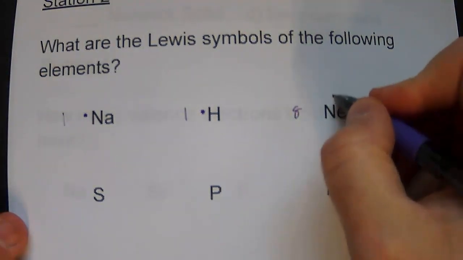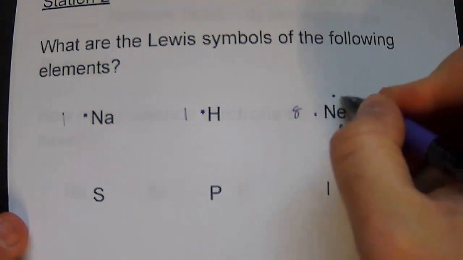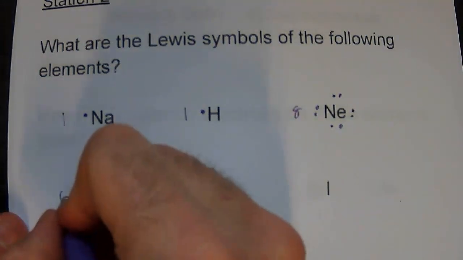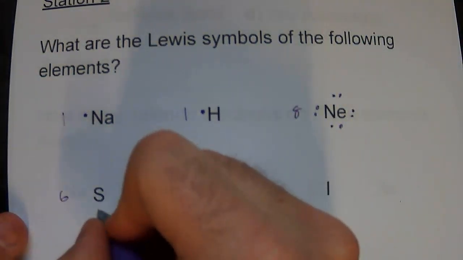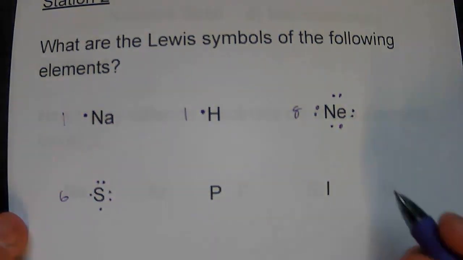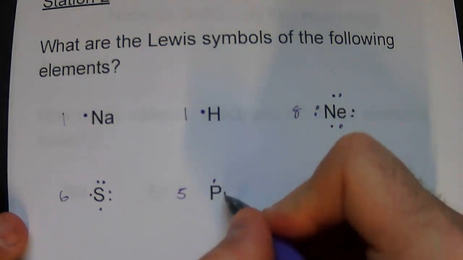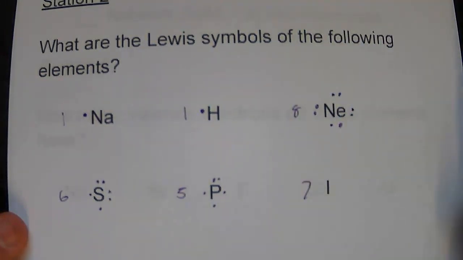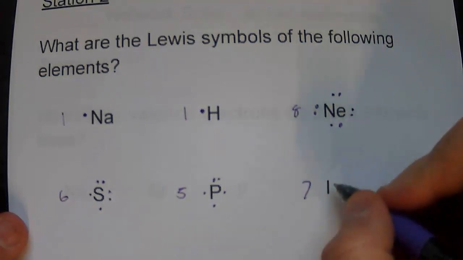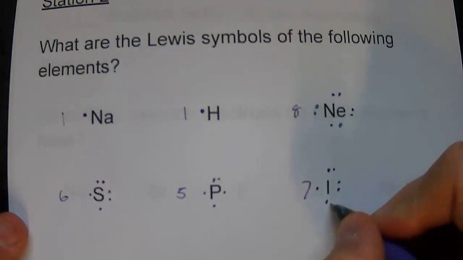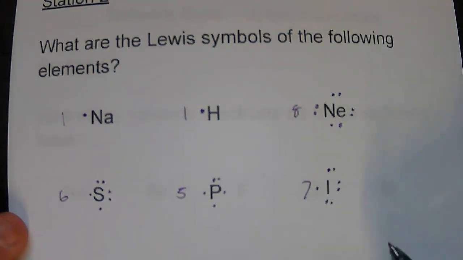Neon's in group 8, so we'll do 1, 2, 3, 4, 5, 6, 7, 8. Sulfur has 6, so we're going to go 1, 2, 3, 4, 5, 6. Phosphorus has 5, so we'll go 1, 2, 3, 4, 5. And then iodine has 7. Again, we start and go one time around, and then we go the second time around and pair them up, going up to at the most 8, but in this case 7.